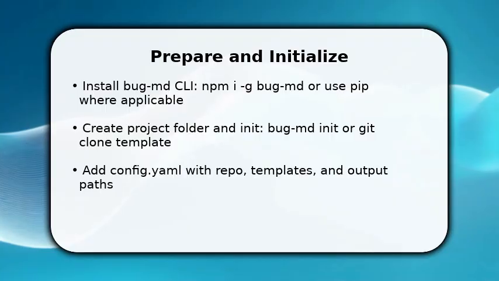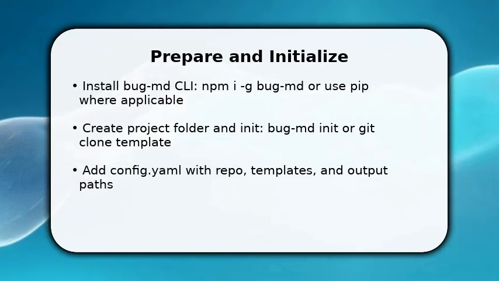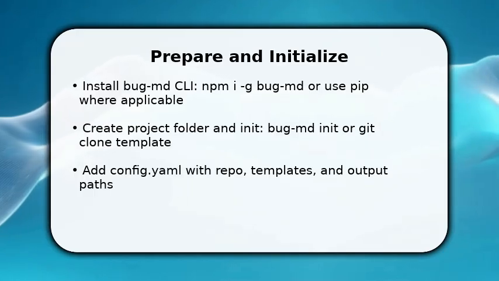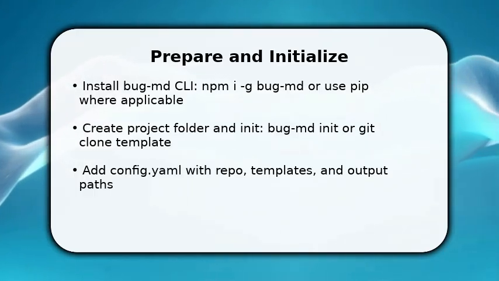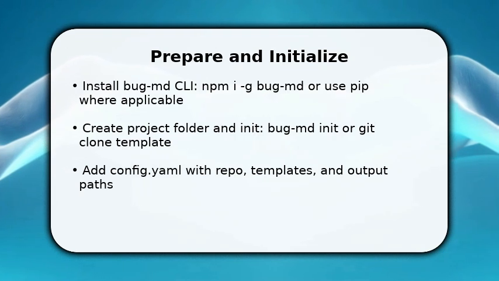Make sure config.yaml points to your templates, output directory, and repository metadata so BugMD knows where to read data and where to write artifacts. Do this now. Having the config correct prevents failures later and speeds up each iteration.